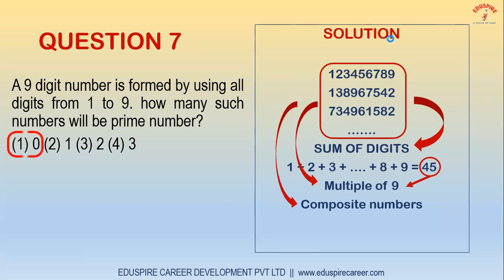So it was a tricky question. Your answer will be 0 because none of these numbers will be prime. I hope that was clear. So we'll move on to the next one.